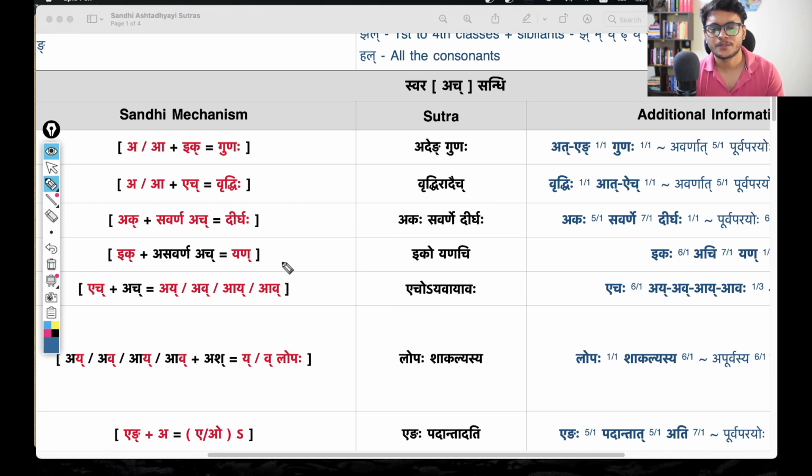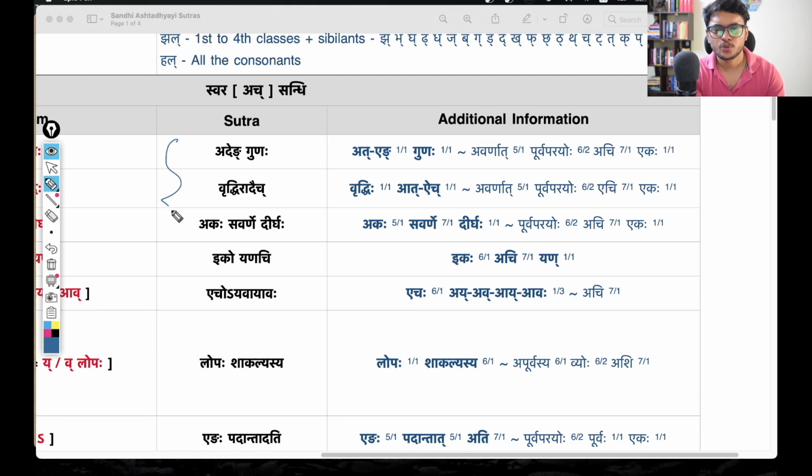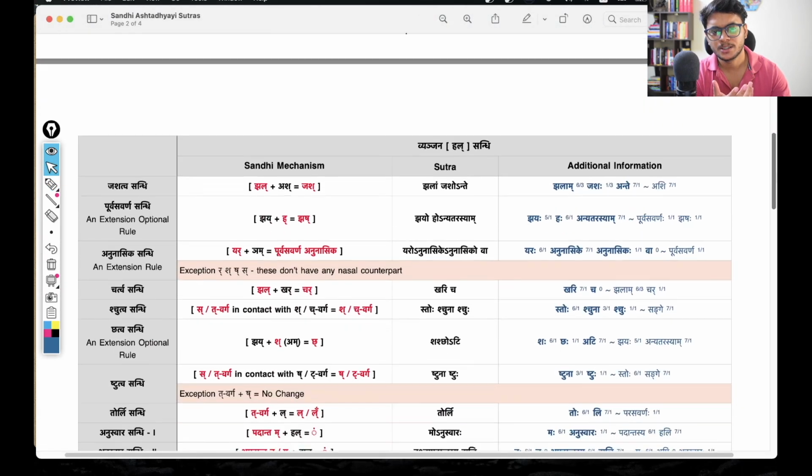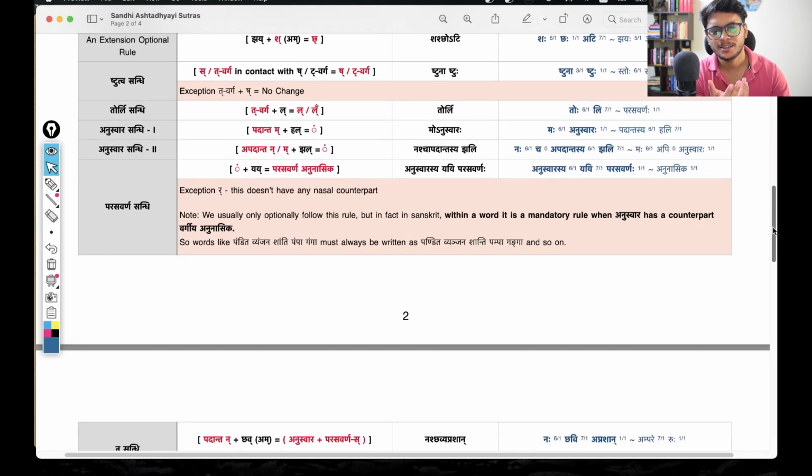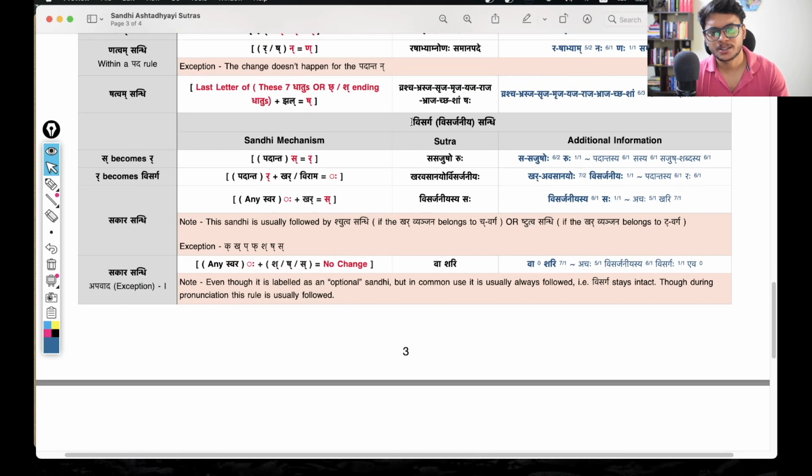So anyways, you have the sandhi mechanism, then you have the related Ashtadhyayi Sutra, and in the last column you have some additional information that will help you better understand these sutras. So Adeng Gunah or Iko Yanachi, if you are reading the sutra, then these are a few additional pieces of information that will help you to better understand the sutras. So you have the Swara Sandhi, then you have this Vyanjana Sandhi, and then you also have this Visarga Sandhi in the end. So anyways, this is the PDF sheet. We have tried to compile all the different Sandhis along with the Ashtadhyayi Sutras and information to help you understand these sutras.